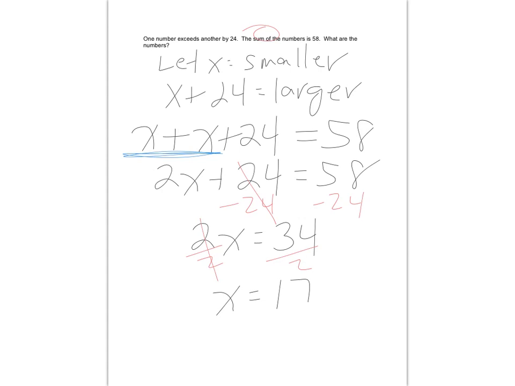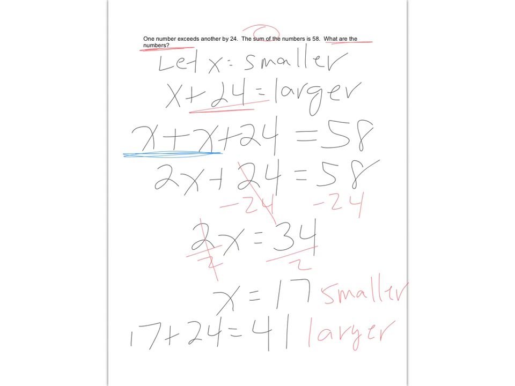And x is 17. Now, always go back and read the original problem and see what's being asked for. Are they asking for just one of the numbers, the smaller one, the larger one, or both? So this problem is asking what are the numbers. It wants both numbers. So 17 would be the smaller one. And then to get the larger one, you have to add 24 to that. So 17 plus 24 is 41, and that would be the larger. So the problem asked for both. Always go back and reread the original problem and make sure you answered the questions.